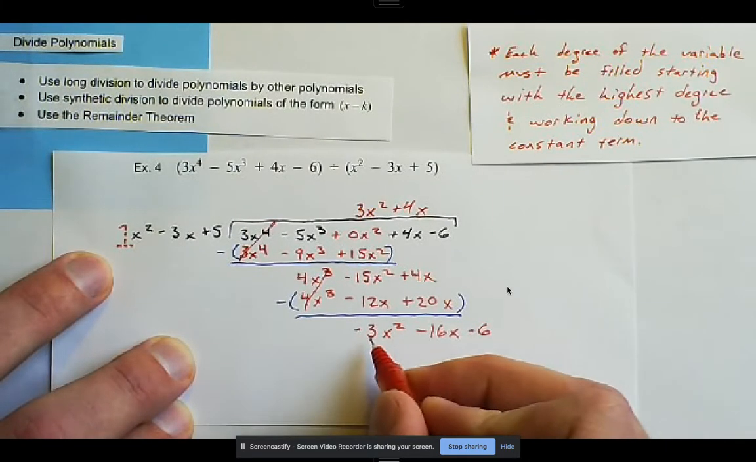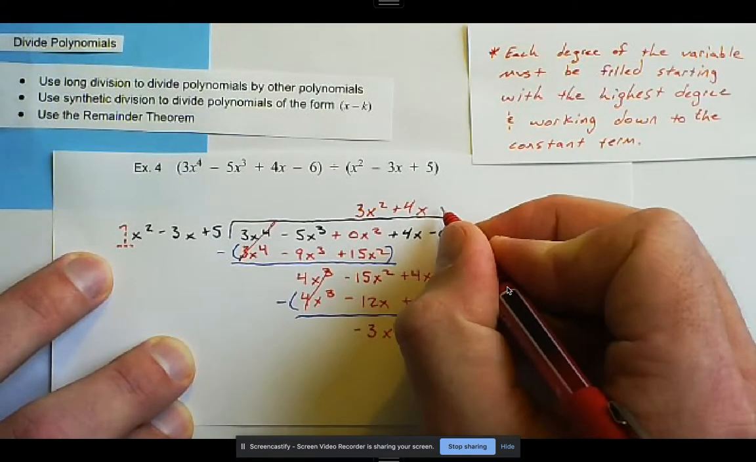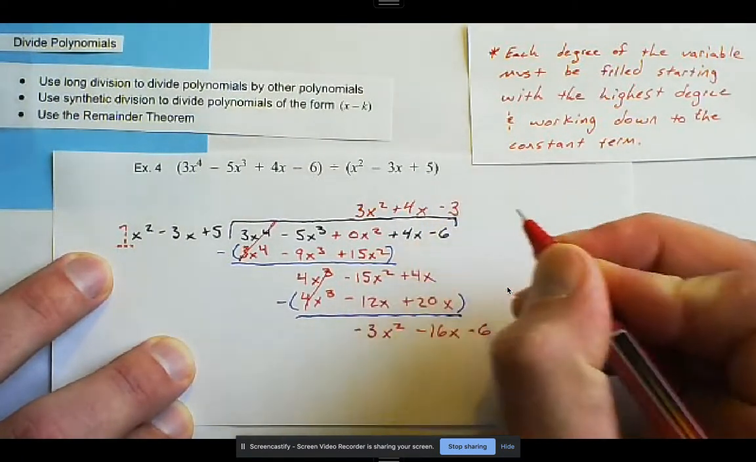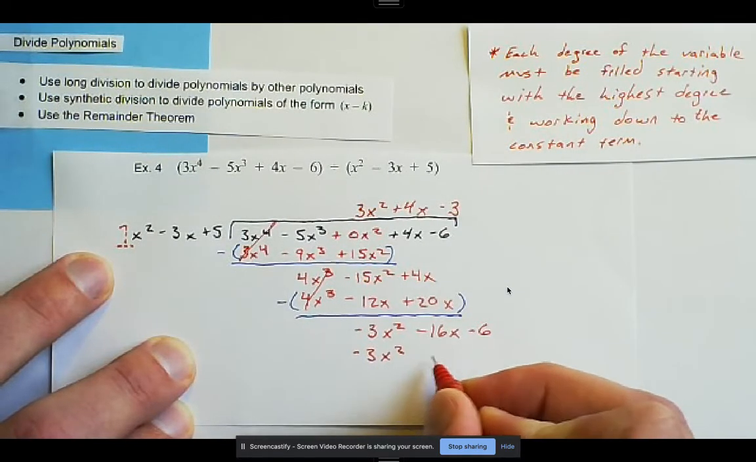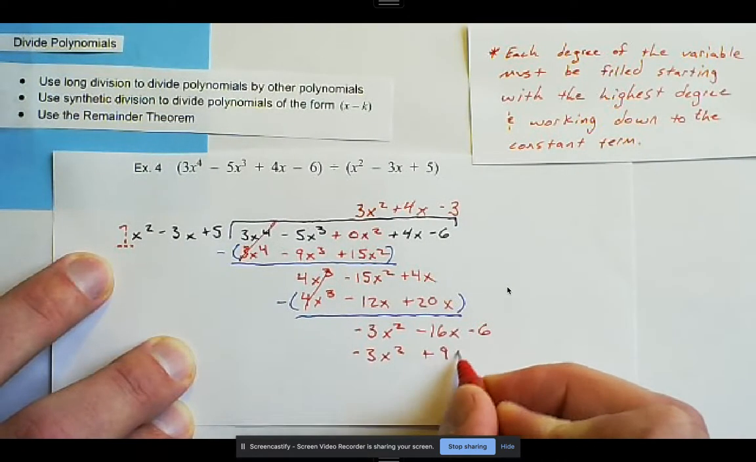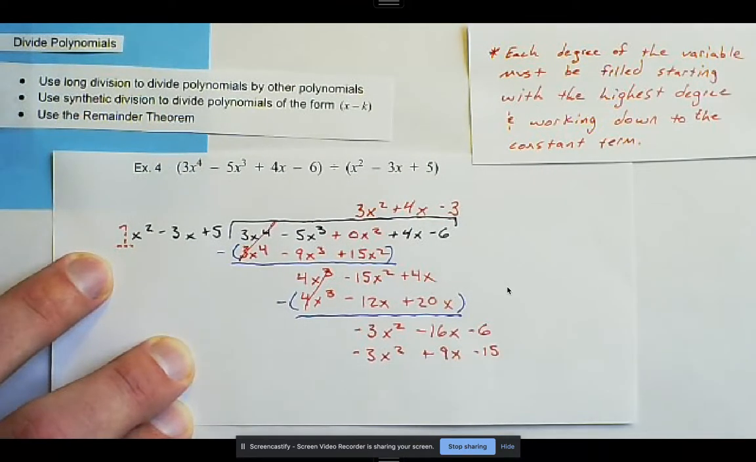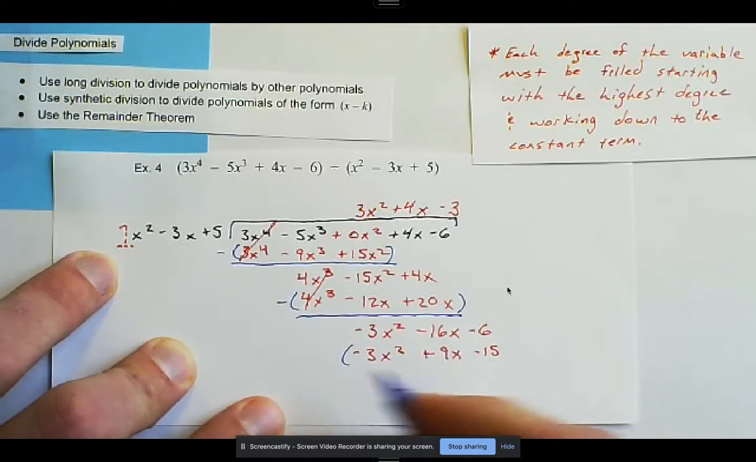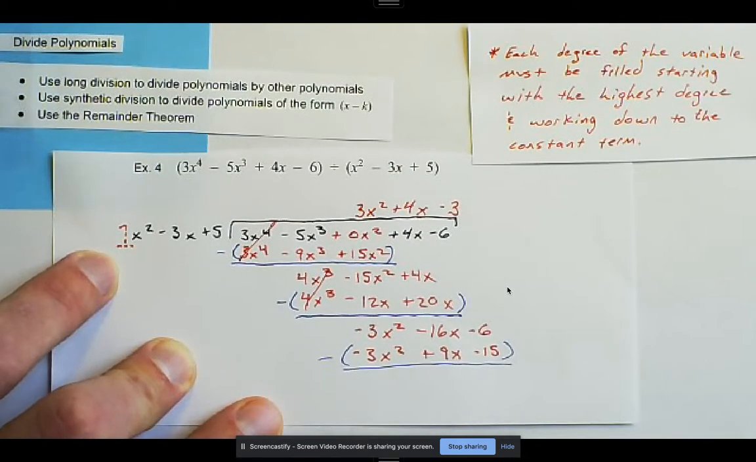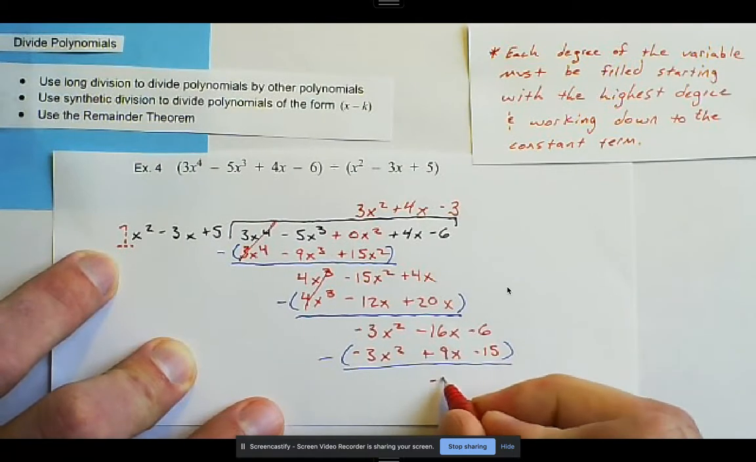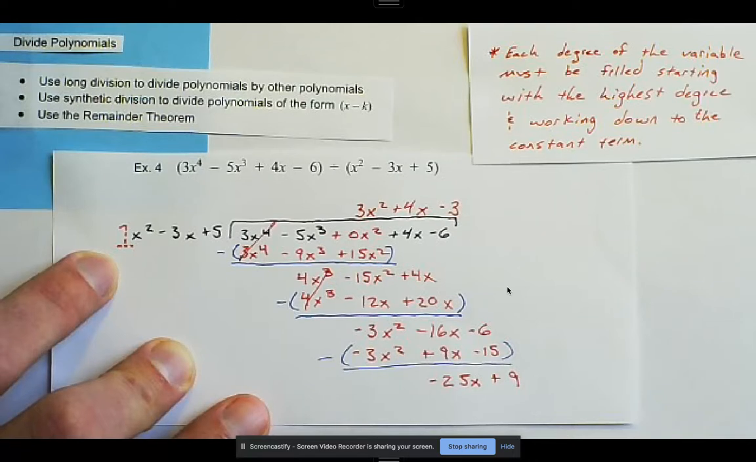And we need to get our lead coefficient to cancel. We already have the x squared and the x squared. So all we have to do is multiply by a negative 3. And we get negative 3x squared plus 9x minus 15. And then again, we have to make sure we subtract the entire polynomial. And we're left with negative 25x plus 9. Now that is our remainder.